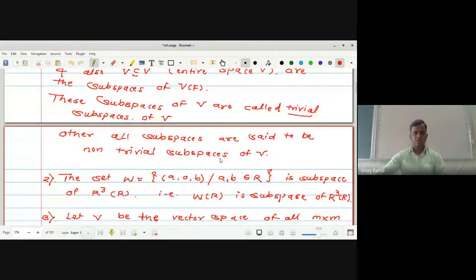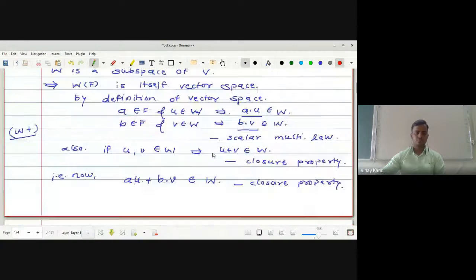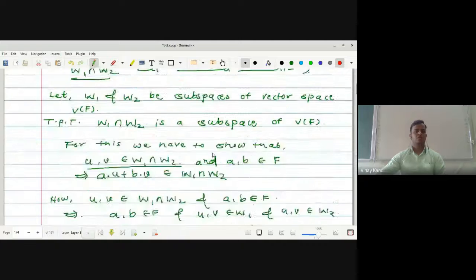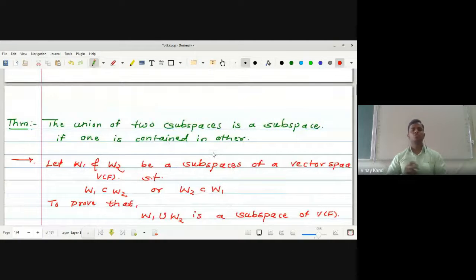What we prove here, look at here: the union of two subspaces is a subspace if one is contained in the other.